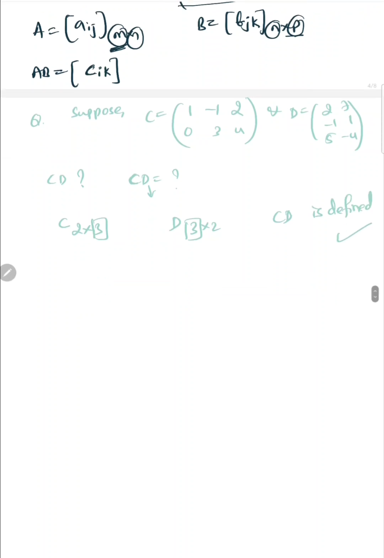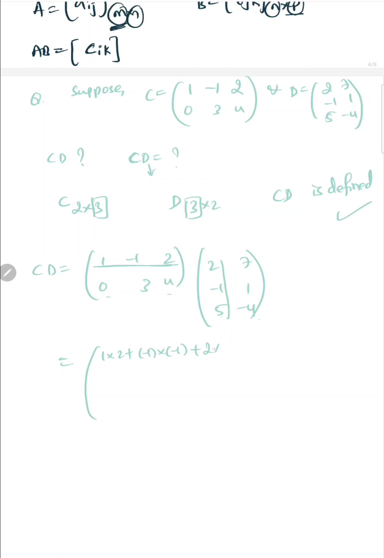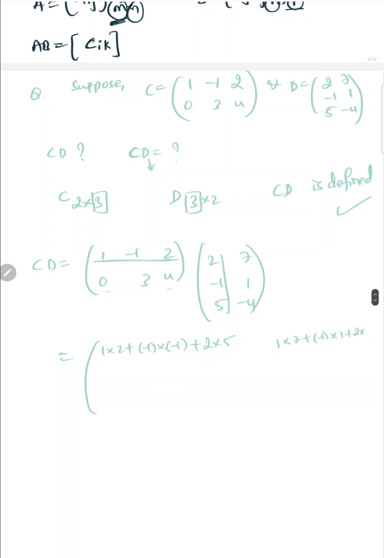Therefore we can find CD. Now C into D is equal to, we will write the matrix C, then D: 2, 7, minus 1, 1, 5, minus 4. The procedure of the product is: we have to multiply first row with first column, first row with second column, second row with first column, and second row with second column. So first, multiplying first row with first column: 1 into 2 plus minus 1 into minus 1 plus 2 into 5. And the second one is 1 into 7 plus minus 1 into 1 plus 2 into minus 4.